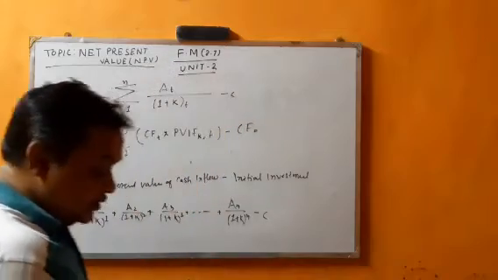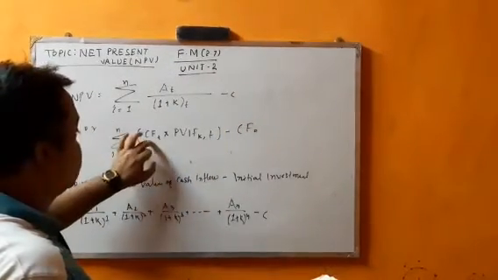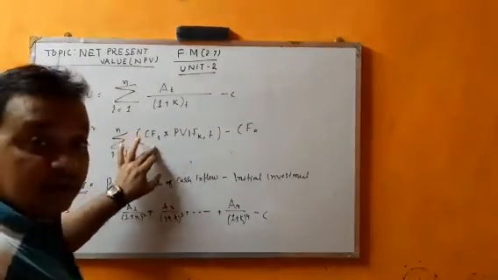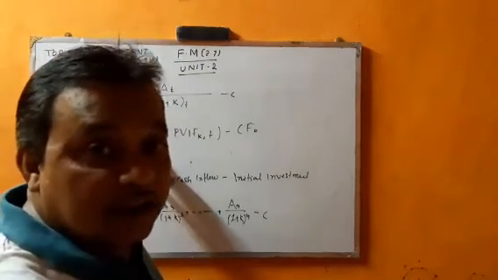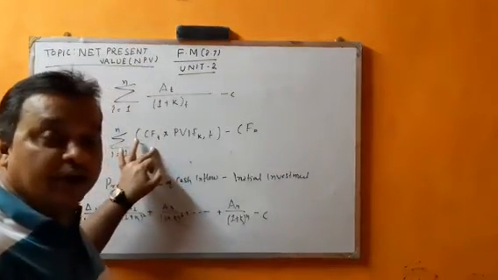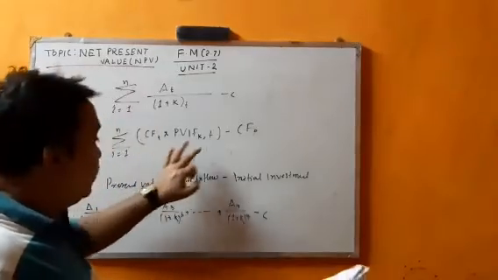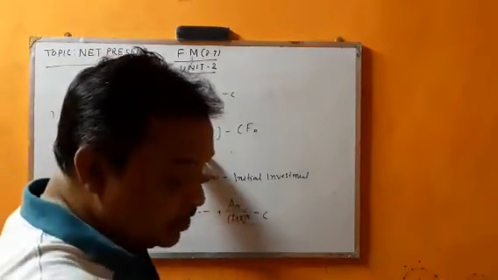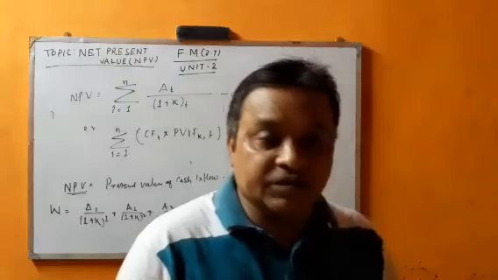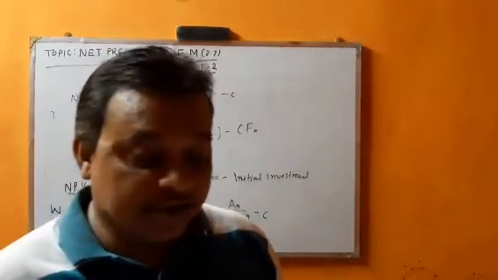And CFt is the cash flow for the time period, whatever the time will be, 1 year, 2 year, 3 year, 10 year, whichever it is. And PVIF means the present value interest factor.